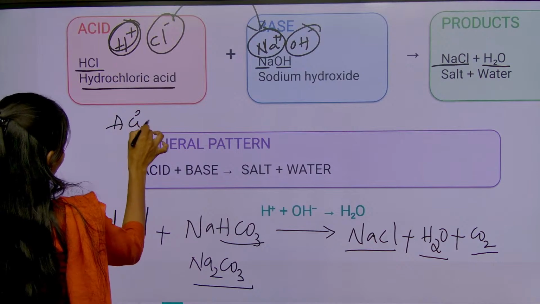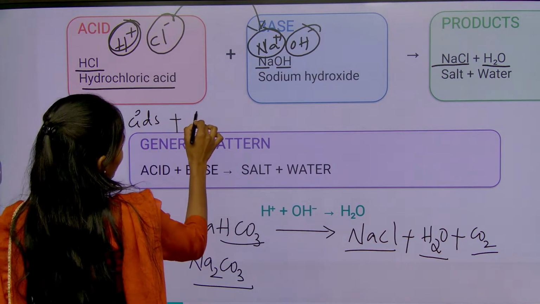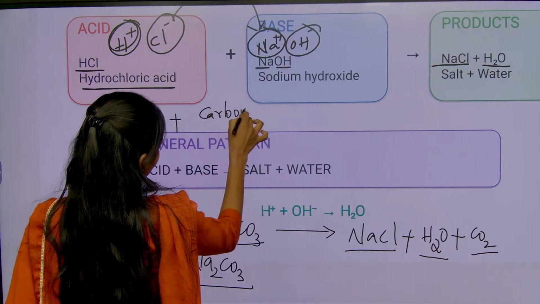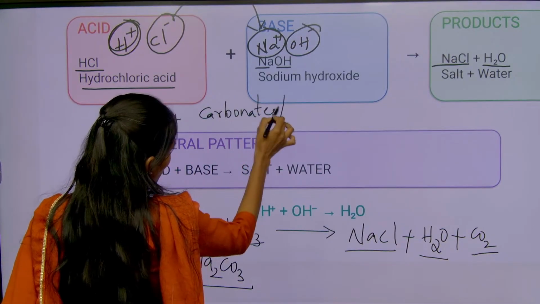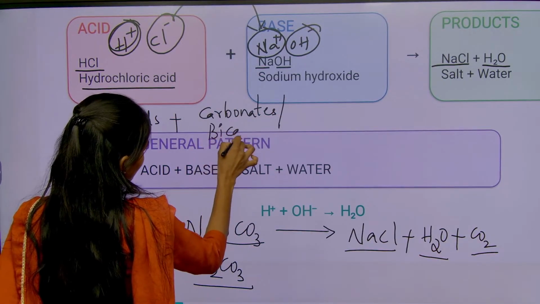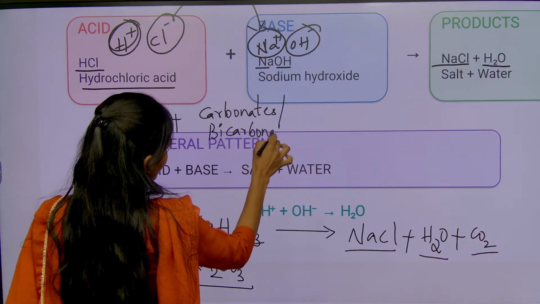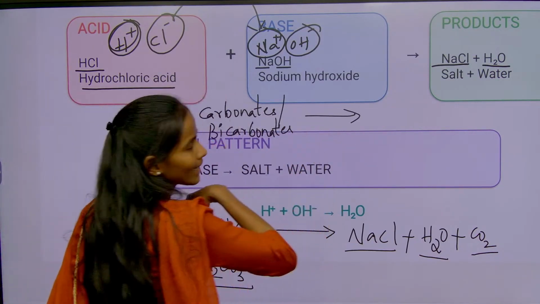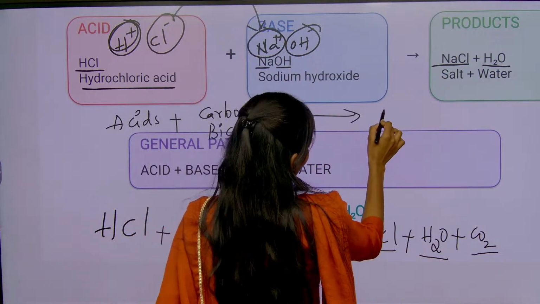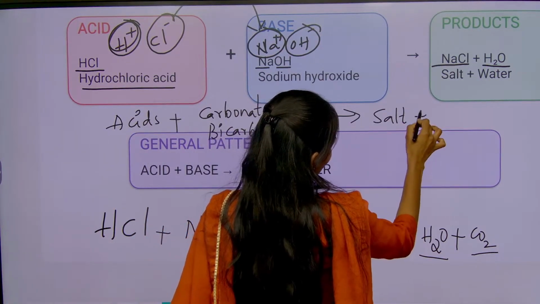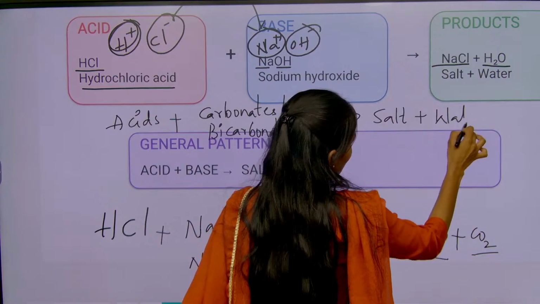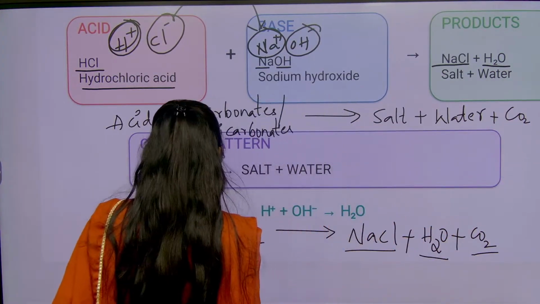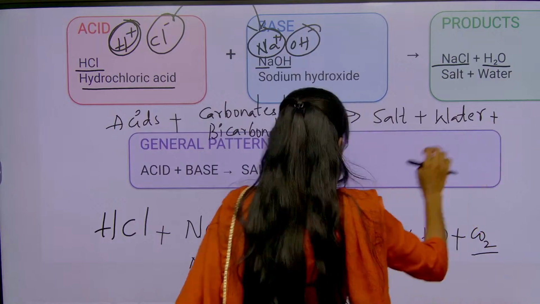Acids plus bases. Which bases? Carbonates or bicarbonates. Carbonates or bicarbonates, such type of bases, they will react and result in the formation of salt plus water plus carbon dioxide, CO2, carbon dioxide.